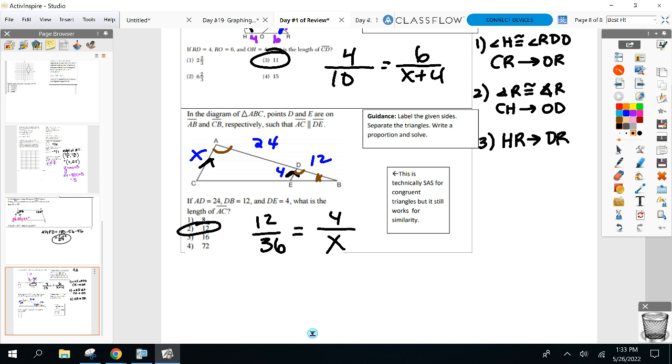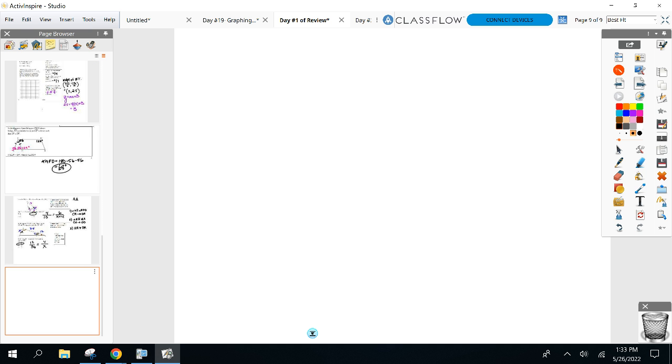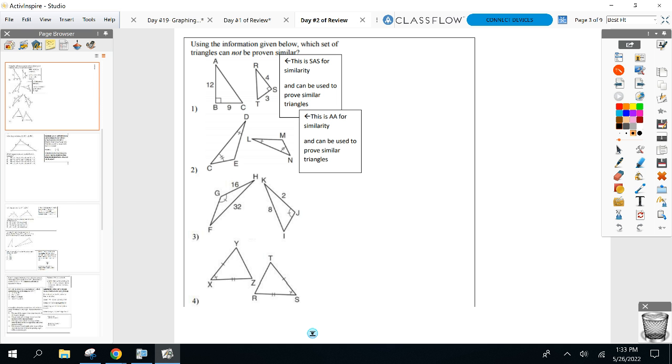So sometimes it's easy to match up the sides, sometimes it's not. But you got to weigh now. You got to weigh. Anything here? We're going to keep going with the similar stuff. Oh, that's on day 2. Yeah, here we go. That's all I talked about today.